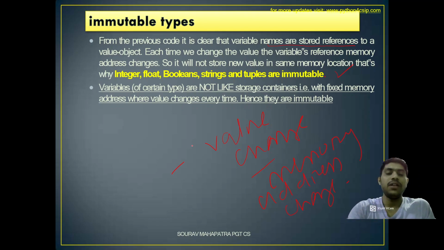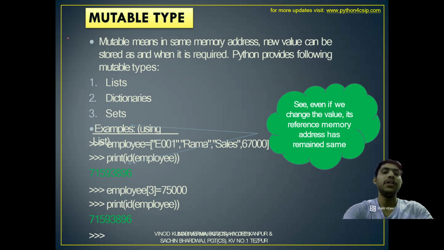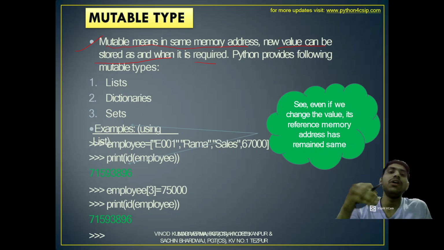Clear? So variables of certain types are not like storage containers with a fixed memory address. Their value changes every time; they are immutable. Mutable means that in the same memory address, a new value can be stored as and when required. In the same memory address, we can add a new value. So what are the mutable types? Understand what a mutable type is: after defining one element, we can change the in-place value. In immutable, we cannot change the in-place value.